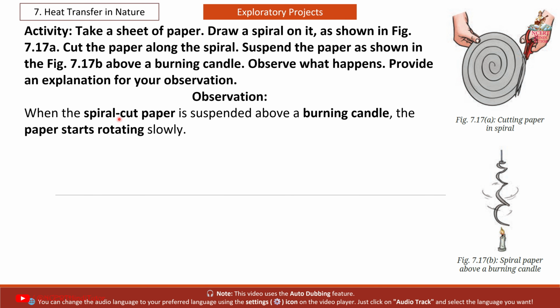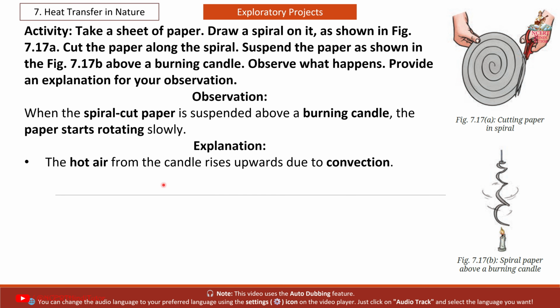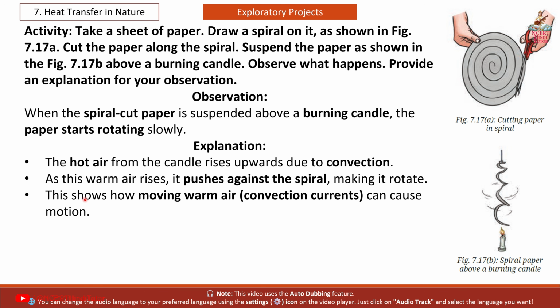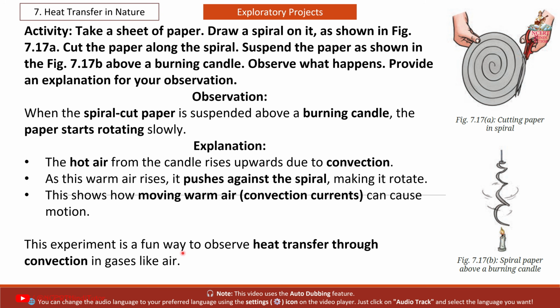Observation: when the spiral cut paper is suspended above a burning candle, the paper starts rotating slowly. Explanation: the hot air from the candle rises upward due to convection. As the warm air rises, it pushes against the spiral, making it rotate. This shows how moving warm air convection currents can cause motion. This experiment is a fun way to observe heat transfer through convection in gases like air.